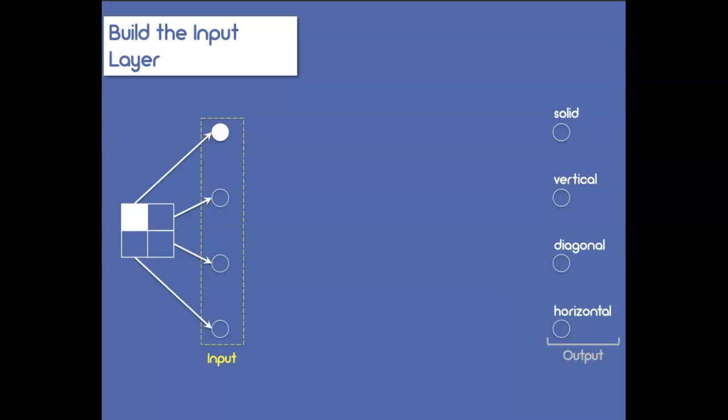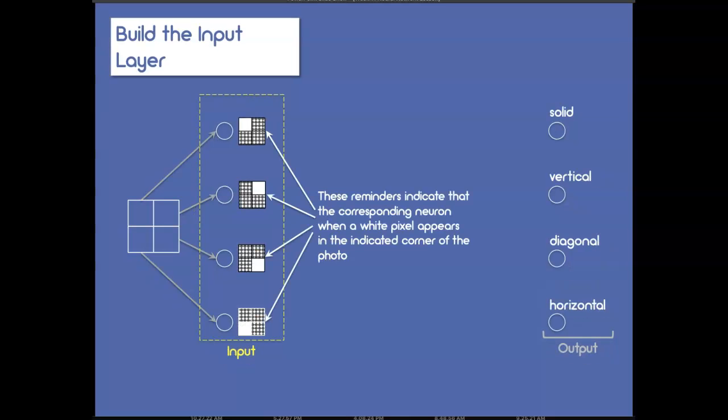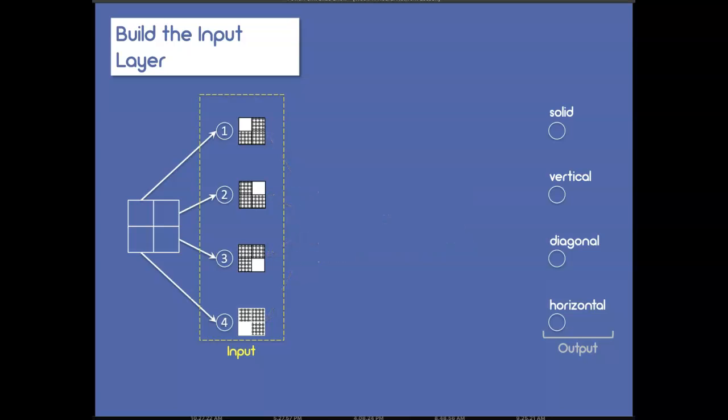We can then place a reminder next to the first neuron so that we can remember what pattern the neuron is looking for, a white pixel in the top left corner of the photo. Let's now do the same thing for the remaining neurons in the layer. For clarity, let's assign the numbers 1 through 4 to the neurons in the input layer. And now the input layer is complete.